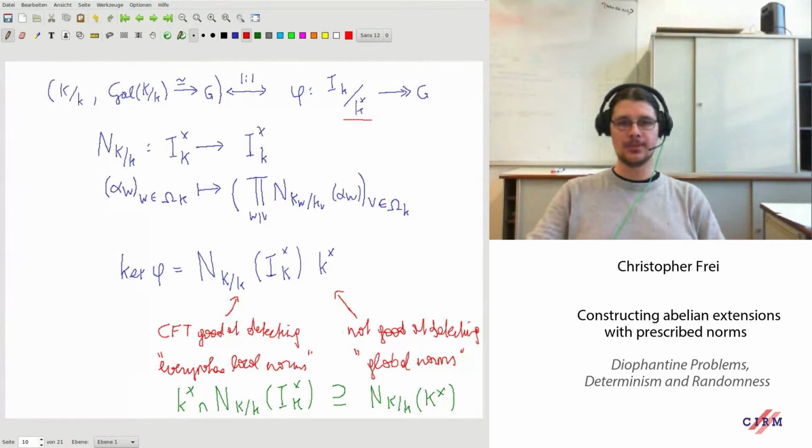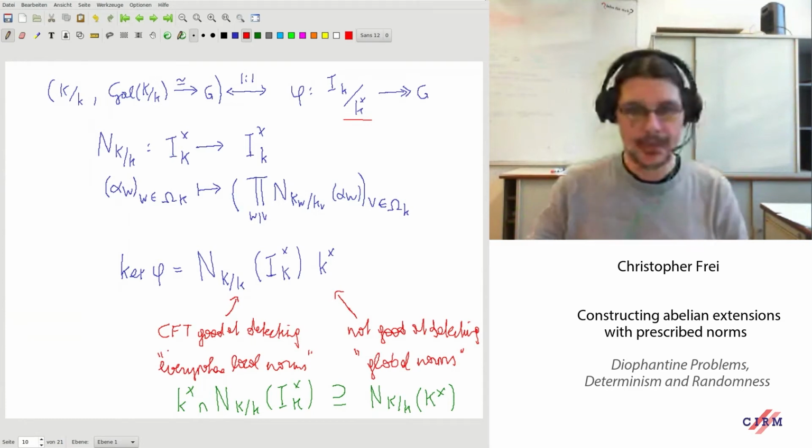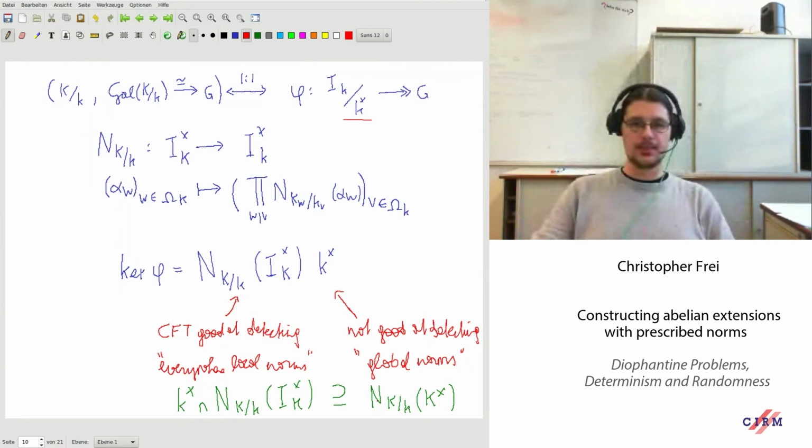So what do you mean by global norms? Global norms are just norms from capital K. So that's the elements that I'm interested in. And here I have my everywhere local norms. So those are elements of little k that are maybe not norms of elements of capital K, but at least they are norms of ideals in this way. And clearly, everything that's the norm of an element is the norm of an ideal. So we have this inclusion here.